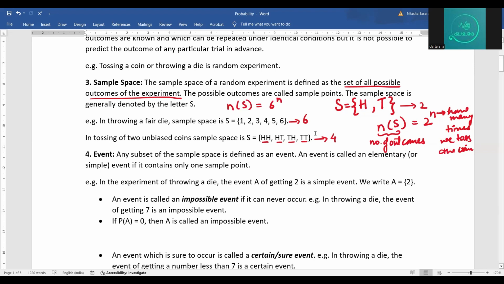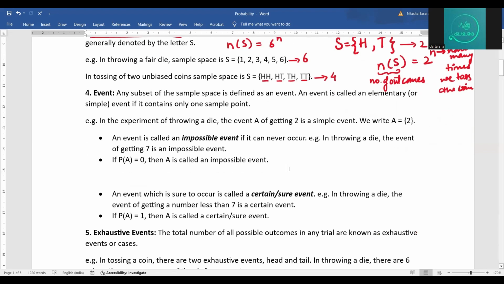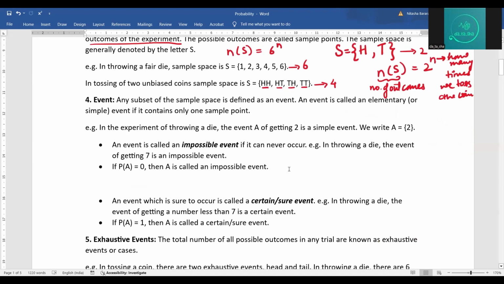Now, let's come back to the next definition, that is event. And that's very, very important. Any subset of the sample space is known as an event. It is also known as an elementary or a simple event if it contains only one sample point. For example, here I have written: when throwing a die, the event A of getting a number 2 only has a single element. So that's a simple or elementary event example.